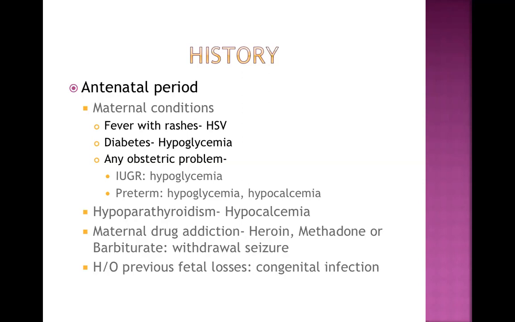Ask about history of previous fetal losses. Okay, detailed obstetrical history is very much essential here. Who knows? The mother may be having a TORCH group of infection, and that is responsible for multiple abortions or fetal losses.